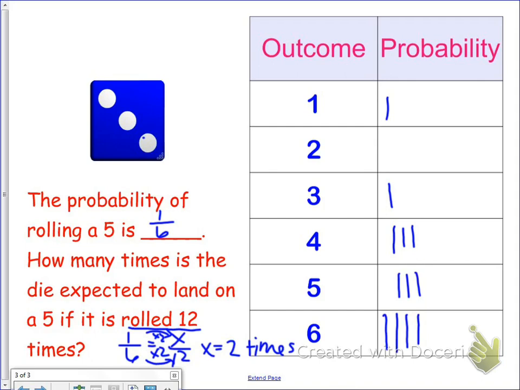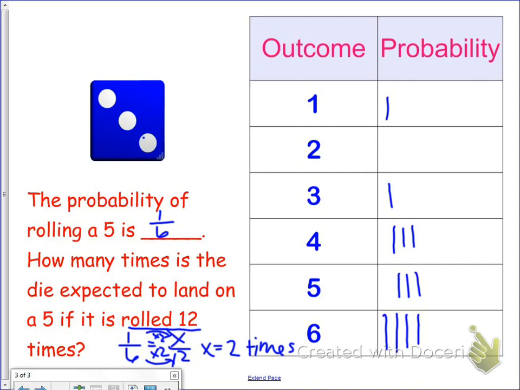That did not happen. I rolled a 5 3 times in this experimental probability. I rolled the 2 none, and I should have gotten that twice. I rolled a 6 4 times. So the difference with theoretical and experimental is that I actually experimented with rolling that die 12 times and recorded my data.